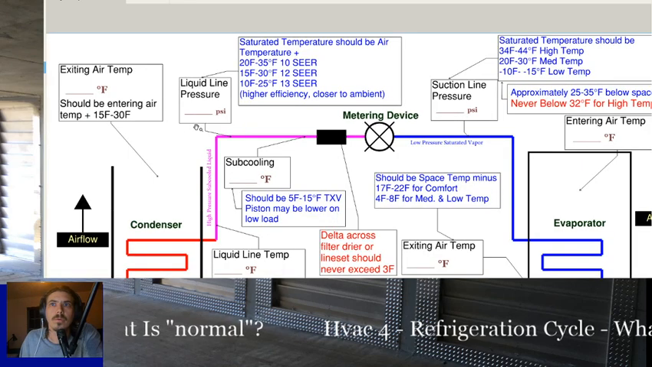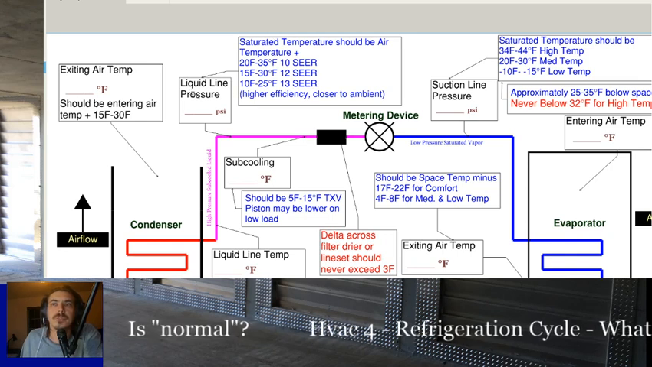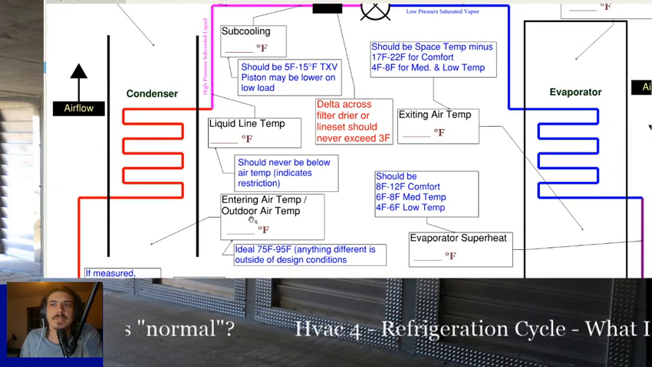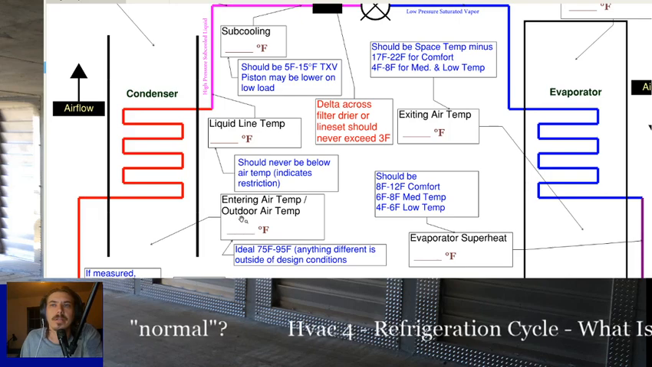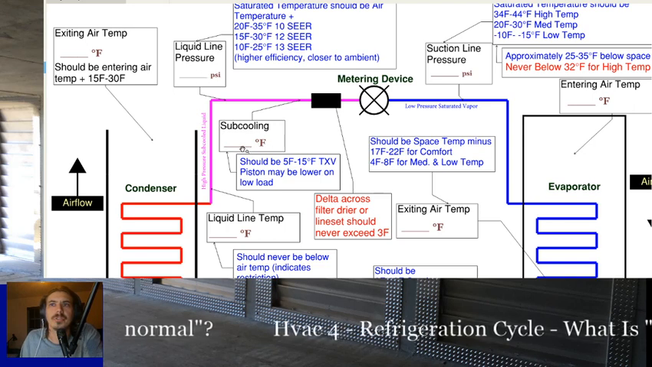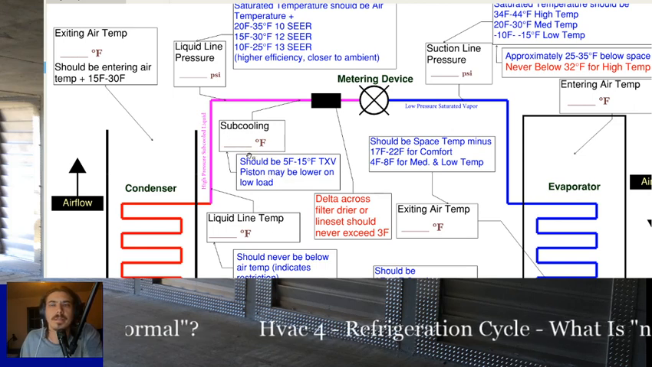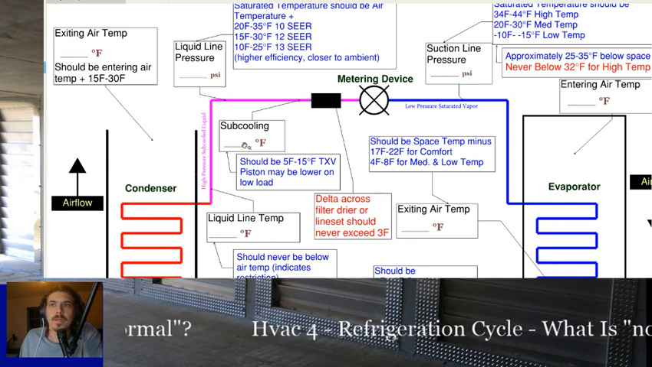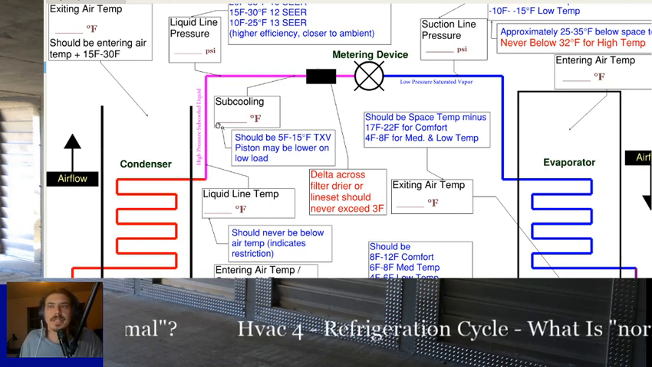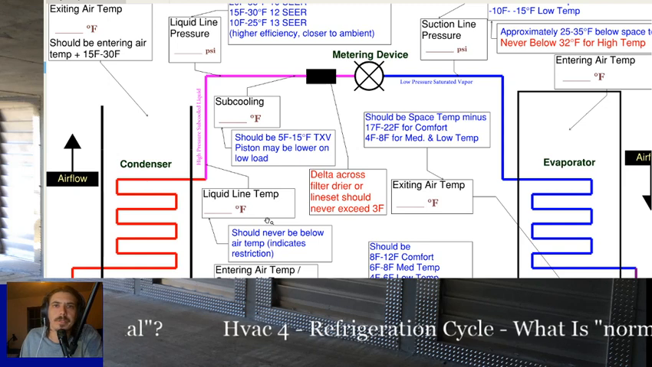So going back, we can see that 10 to 25 degrees, 13 SEER, that's what we want our saturated temperature of our refrigerant to be above outdoor air temperature, or this number right here. So if we were to write 80 here, then we would expect this PSI to be somewhere around 317, and generally on a TXV you're going to have about 10 degrees subcooling in that case. All right. So the liquid line temp, the biggest thing to keep in mind with that, other than using it to calculate subcooling, is that it should never be below the outside air temperature or the entering air temperature of your condenser.